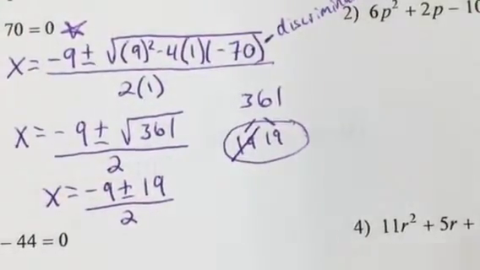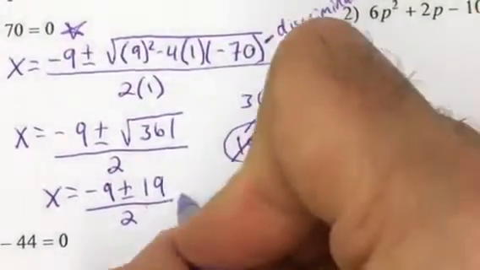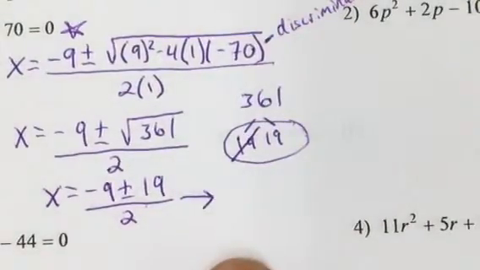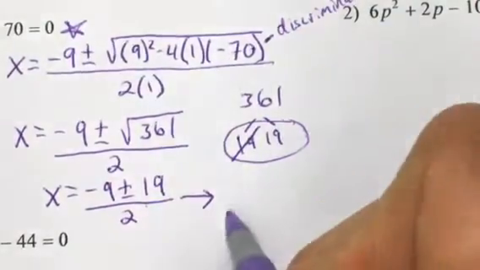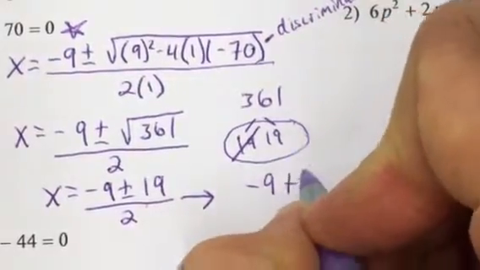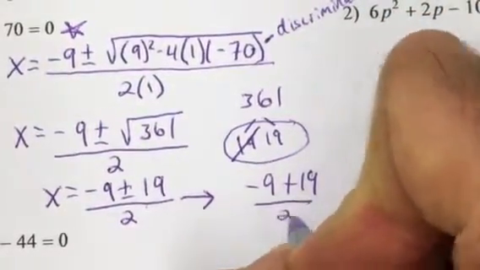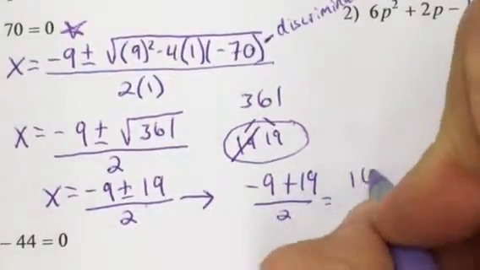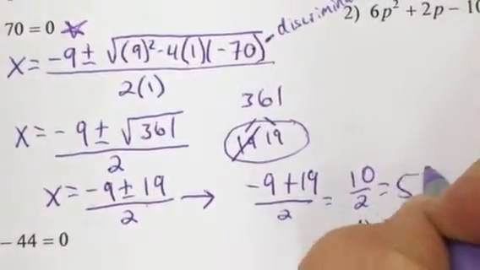Well, you should be able to take this and say, there's not enough space here. Use a piece of scratch paper to do the rest of your work. I'm going to do it in this area. So negative 9 plus 19 over 2 equals, that's 10 over 2, which equals 5.